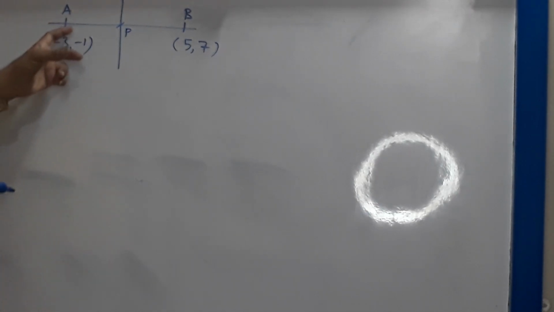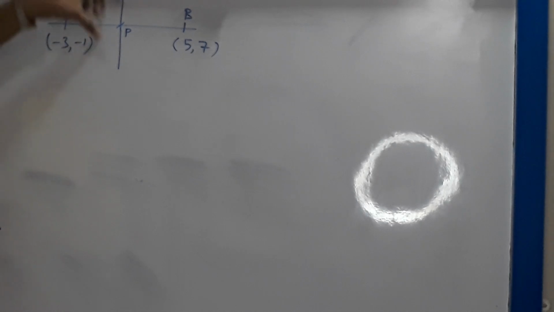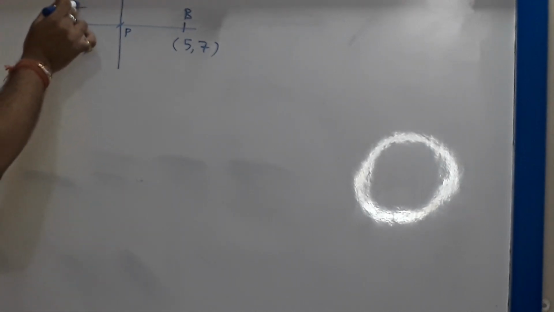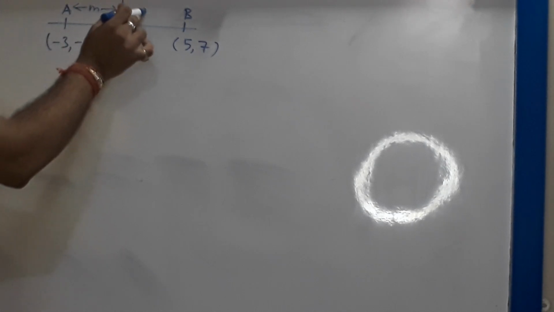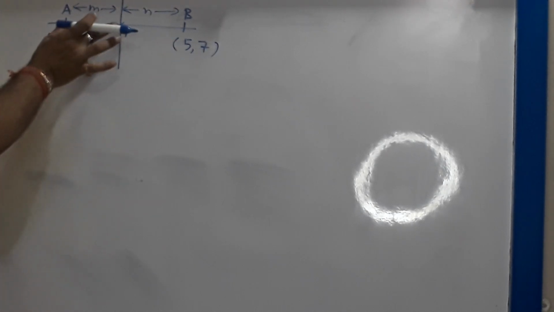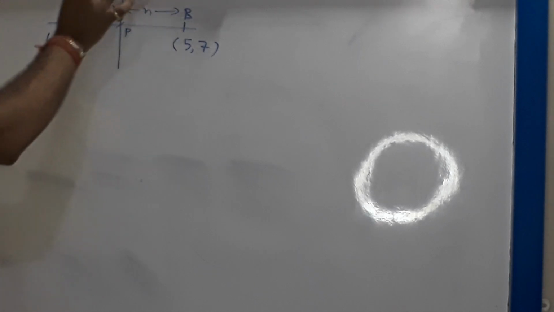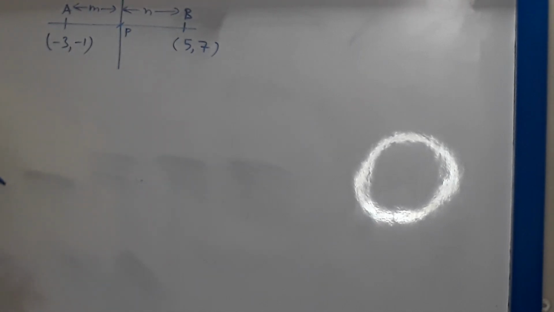Find the ratio in which the line x equals 2 divides AB. So basically we have to find the ratio. AP is M and PB is N, correct? AP is M, PB is N. Find the ratio in which the line x equals 2 will divide AB.